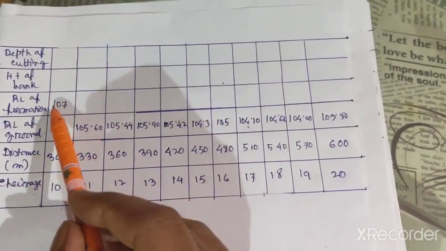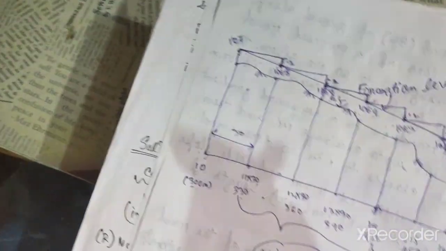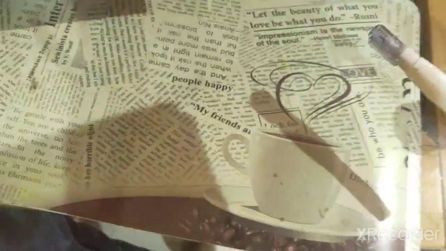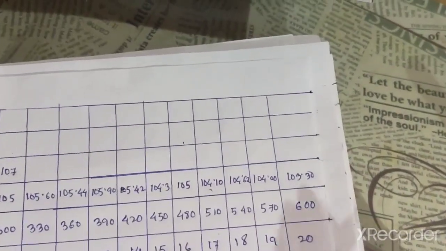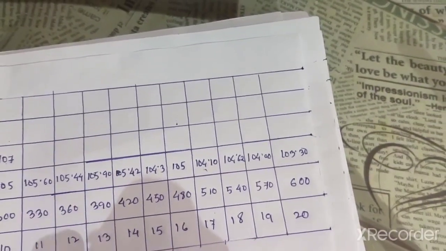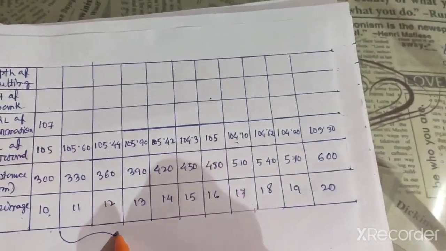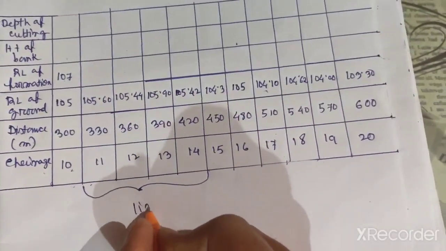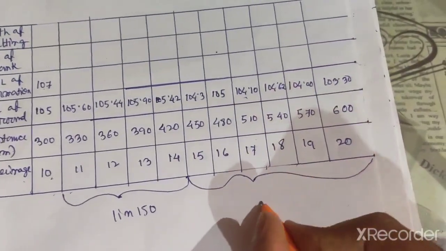Okay. So we will try to represent those data in a tabular form here. So again, RL of the formation at the very beginning point, chainage 10, is 107. As we can see in the drawing, chainage 10 is 107. At each and every other point, we need to find out. Again I am trying to explain the same thing that I have explained here. From this point to this point the gradient is 1 in 150. From here to here the gradient is 1 in 100.